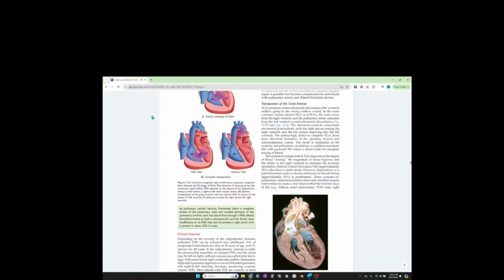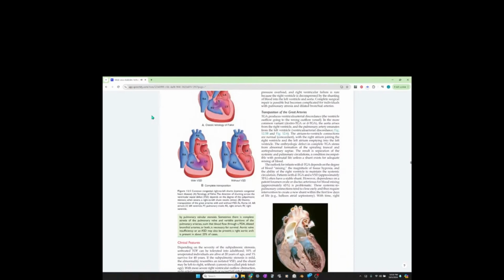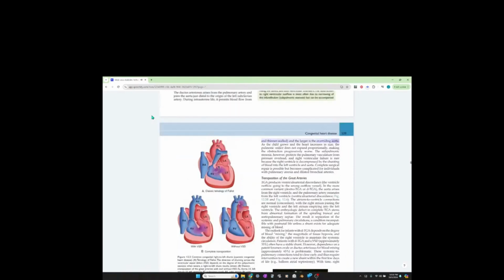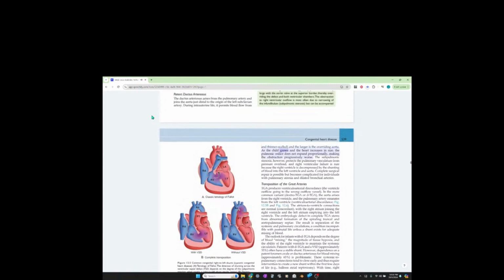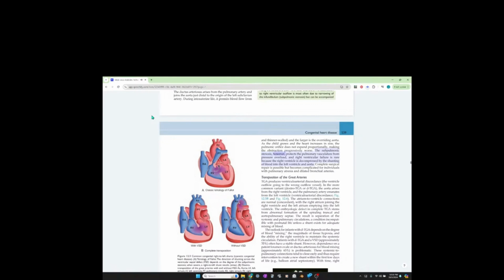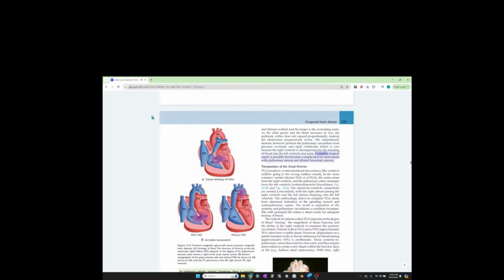The left ventricle is thinner walled and the larger is the overriding aorta. As the child grows and the heart increases in size, the pulmonic orifice does not expand proportionally, making the obstruction progressively worse. The subpulmonic stenosis, however, protects the pulmonary vasculature from pressure overload, and right ventricular failure is rare because the right ventricle is decompressed by the shunting of blood into the left ventricle and aorta. Complete surgical repair is possible but becomes complicated for individuals with pulmonary atresia and dilated bronchial arteries.